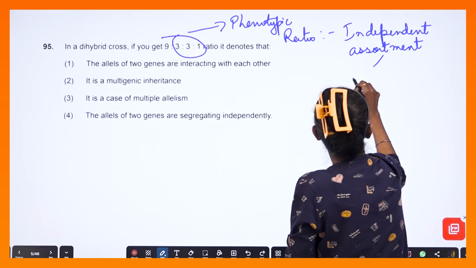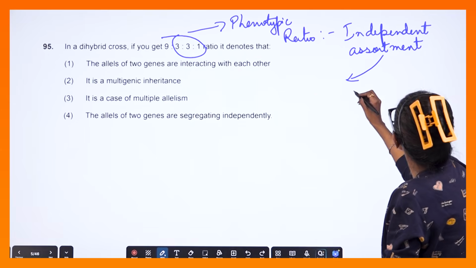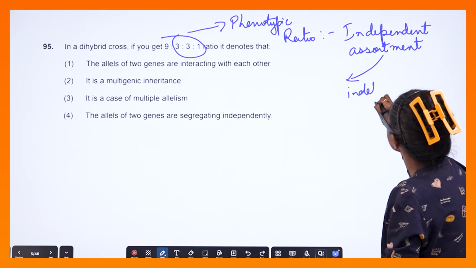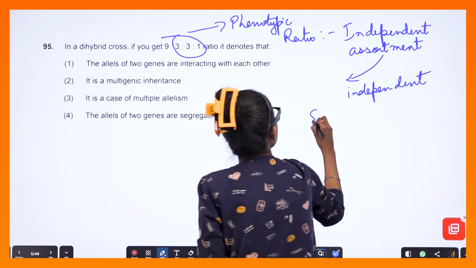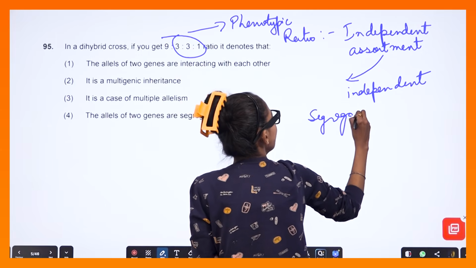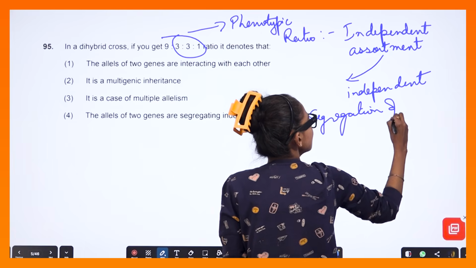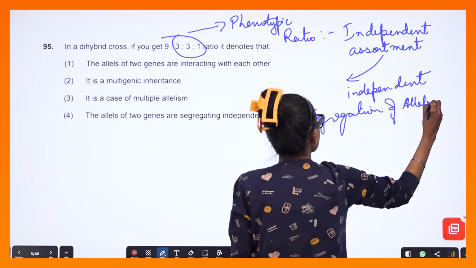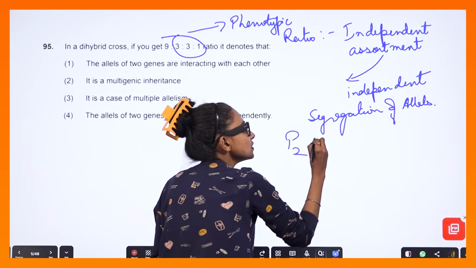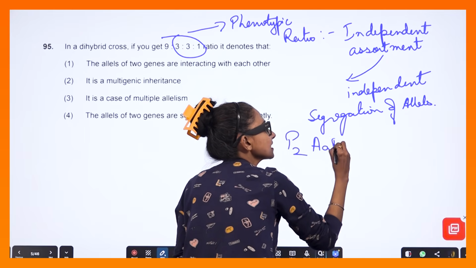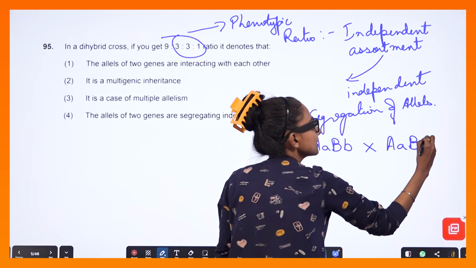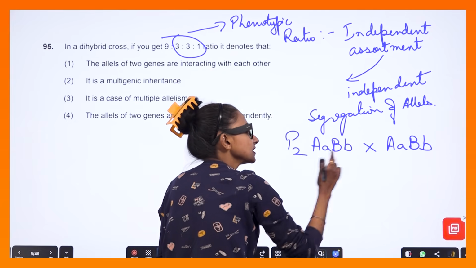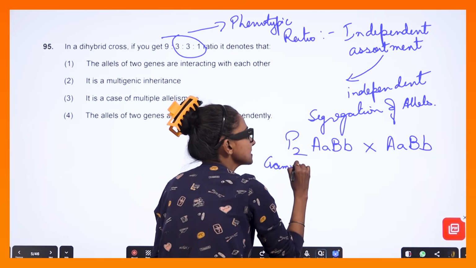Correct? That means independent segregation of alleles. Independent segregation of alleles, right? How do I know? That means in P2, suppose you are crossing two plants this way, heterozygous for both, then what will be your gametes?